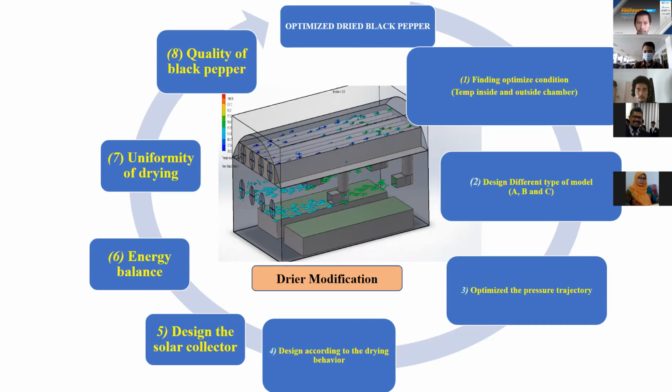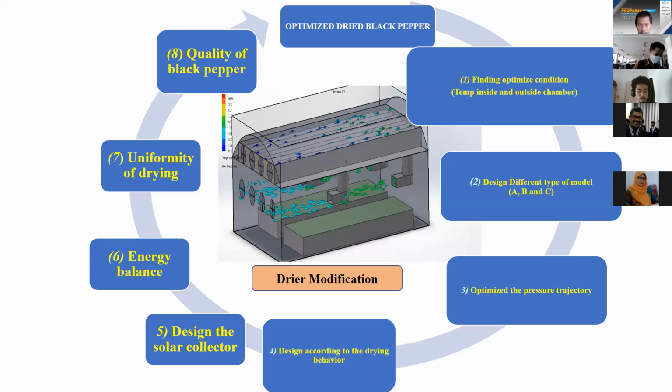Next, before you find any mechanical drying system, you need to find first the optimized condition inside the dryer or outside the chamber of drying. Because after you get every particular decision and find the optimized conditions by using sensors and artificial intelligence, now we can design a different type of model. And from that design, you can optimize the pressure trajectory. And from the pressure trajectory, then you can have the drying behavior. We can understand the drying pattern.